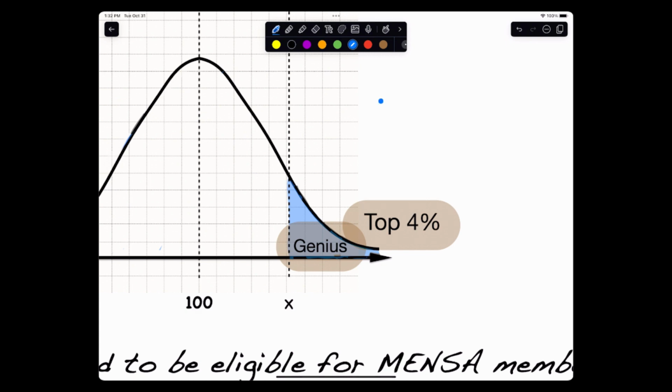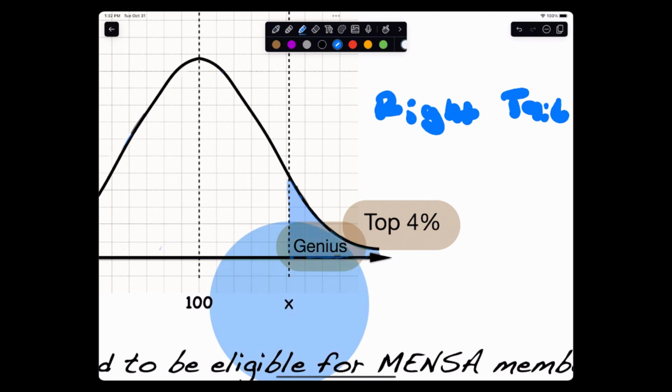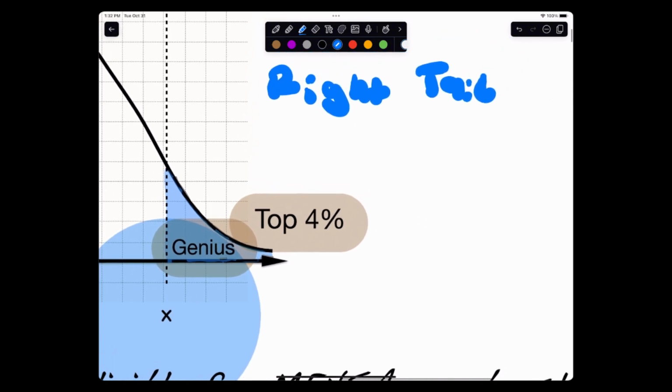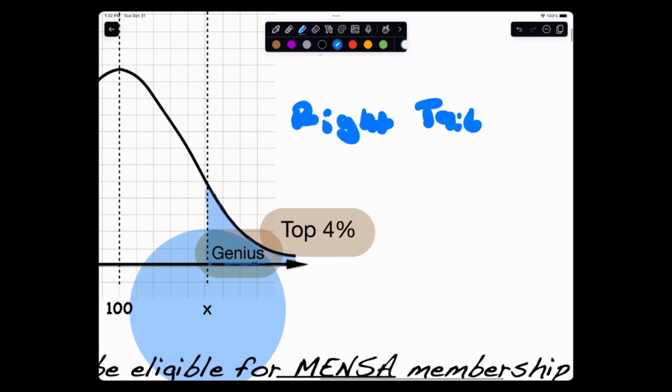And this is a picture of what we call a right what? A right tail. It's supposed to be a right tail. We need to find now the value of x associated with the top 4%.